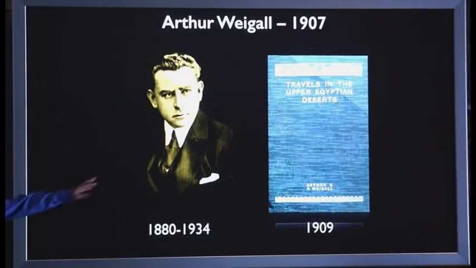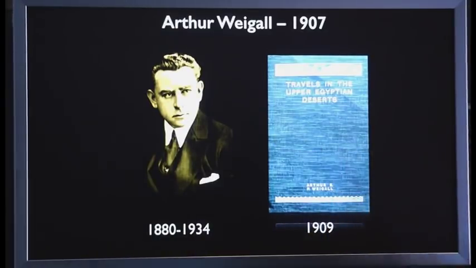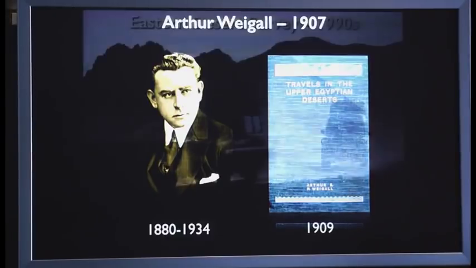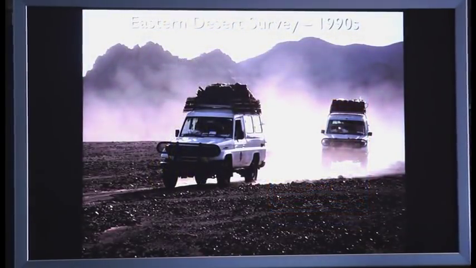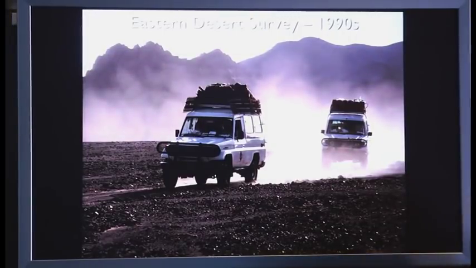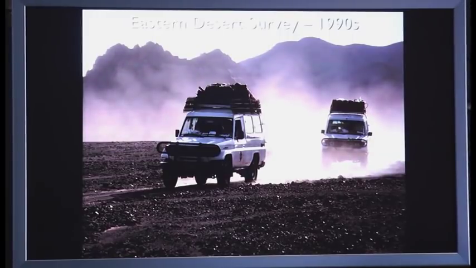He wrote about it in this book called Travels in the Upper Egyptian Deserts, and in there he illustrates some of the things that he found in the desert area. Now, I went out in this area in the 1990s with a team of people to survey the entire region to look for rock art and prehistoric signs of civilization.